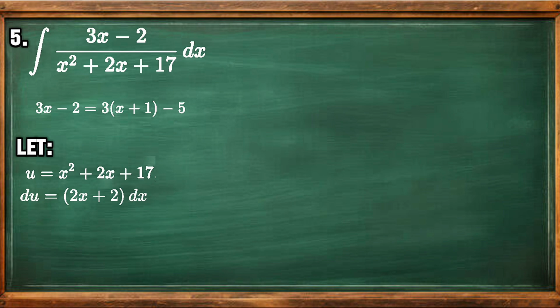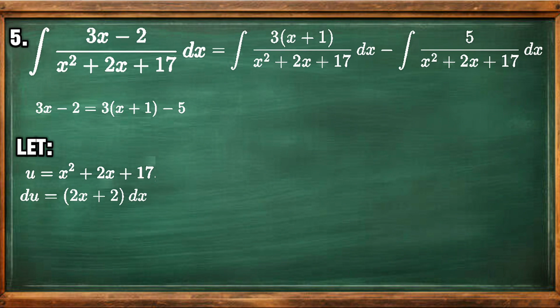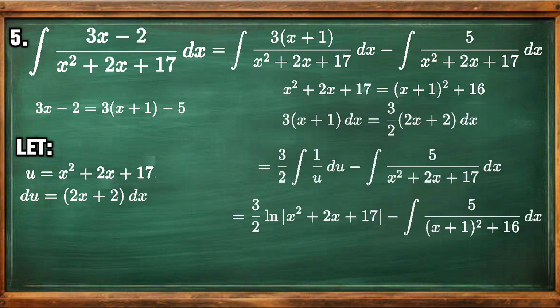Then, we split the integral into two parts, one with 3 times x plus 1 over the denominator and one with negative 5 over the denominator. Next, we complete the square in the denominator. The expression x squared plus 2x plus 17 becomes the quantity x plus 1 squared plus 16. The first integral with 3 times x plus 1 on the top is now in natural logarithmic form after substitution because its numerator matches the derivative of the denominator.